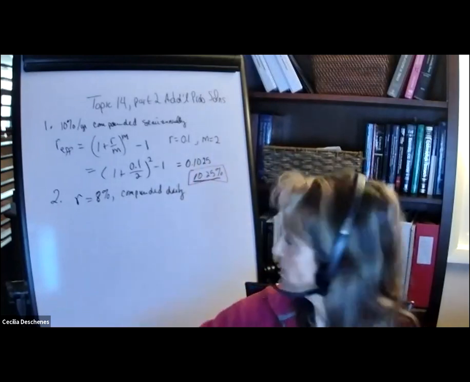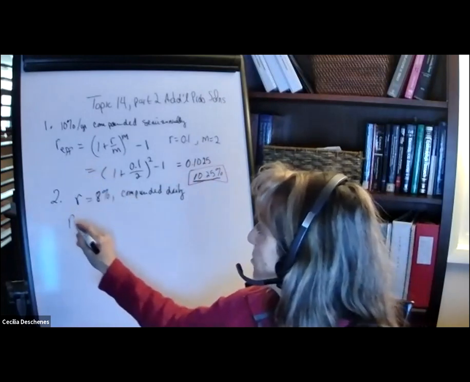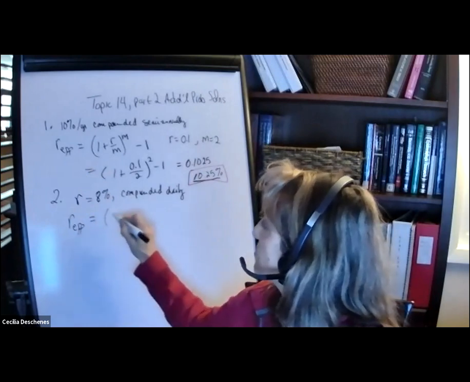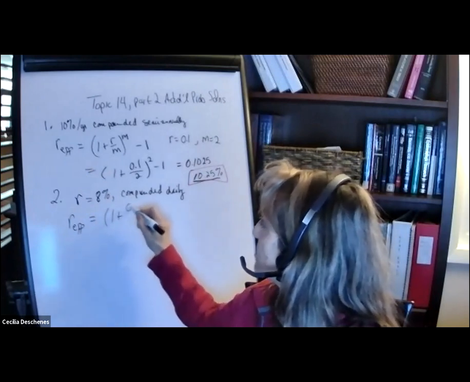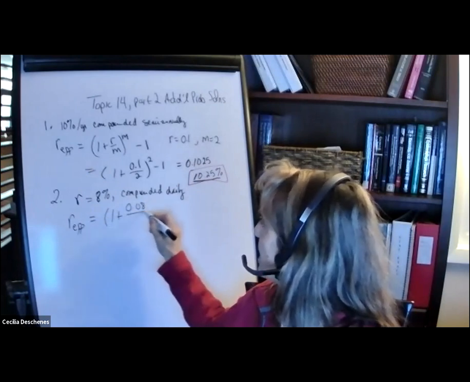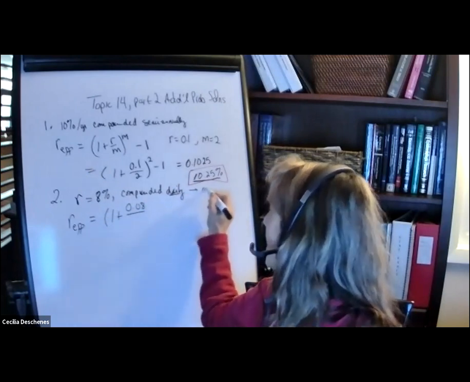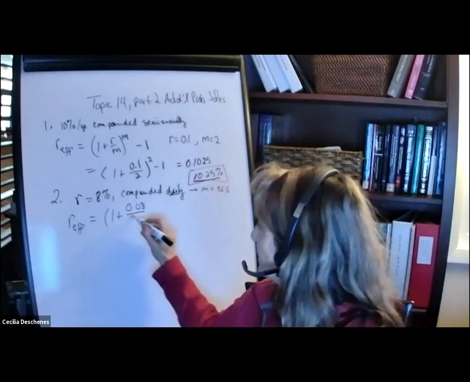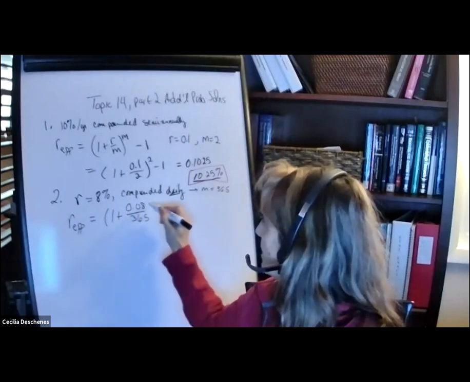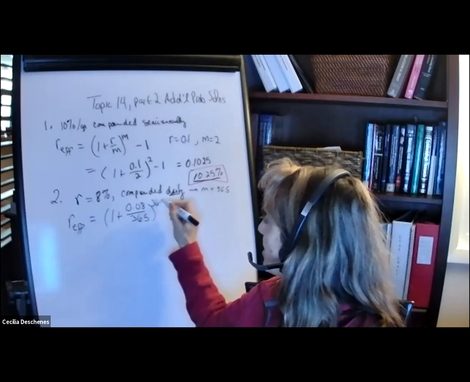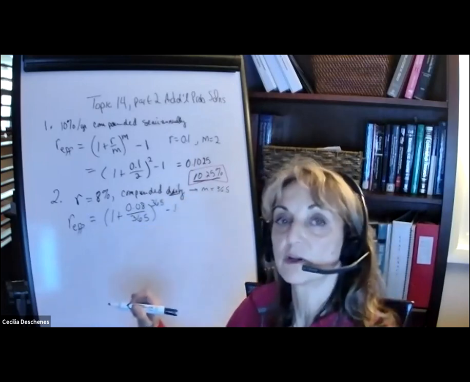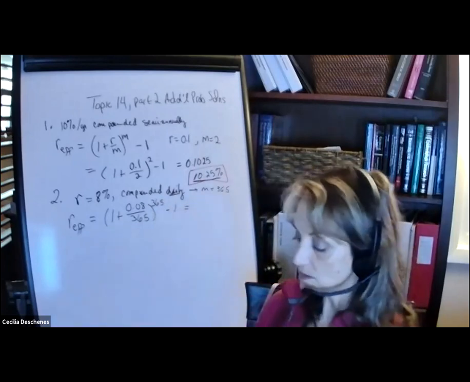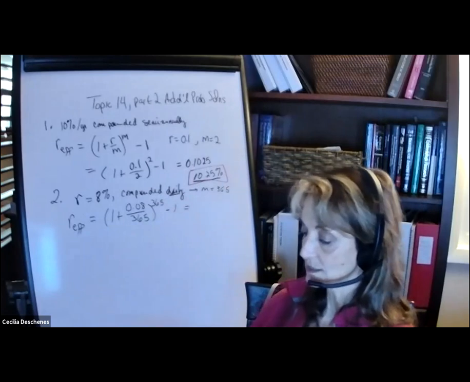Okay, so for the second problem, we're just going to apply the same formula again. So our effective rate, which is a simple interest rate, is given by 1 plus R, which is 0.08, divided by M. Compounded daily, remember, means M is 365. I think by now, hopefully you've got this down. And we're going to raise it to the 365, and when we're all said and done, we're going to subtract 1 off of that. Okay, so let's see what we get. This is a calculator heavy section.